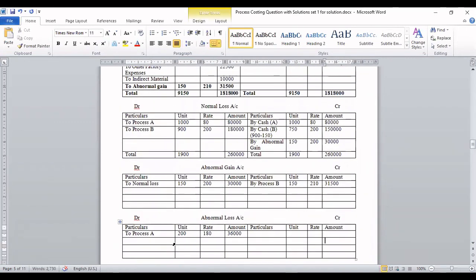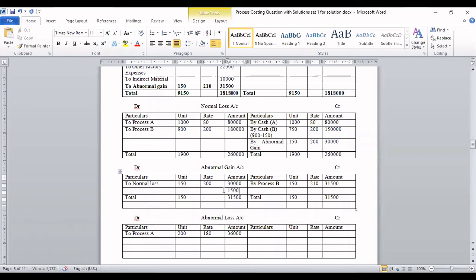Now only the closure is left. This we have already posted: whatever additional units were there as good quality, we have transferred from normal loss to abnormal gain. Now close this one and check how much profit you are exactly getting. 150 here, 1,500. So the credit side is 31,500, which is heavy on both sides. So you are not getting a profit of 31,500. You are getting a profit of only 1,500.